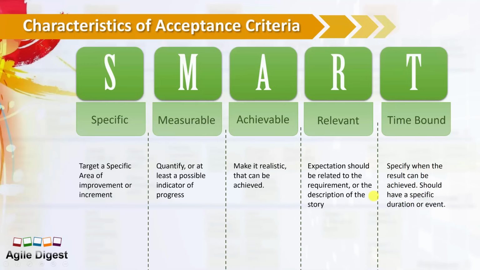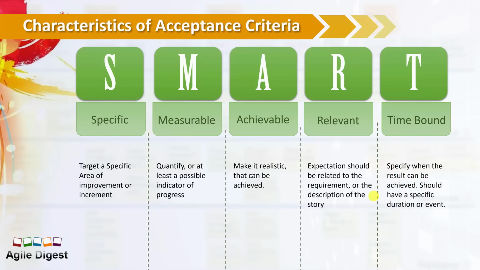And time bound. This has to be time bound, or specify when the result can be achieved, and should have a specific duration or event. So if you are saying that this page will show a value or text box after some event, or if you make some changes, then it should appear, or after 1 day of clicking. If you just say "after", it's not actually giving a real time difference. So we need to measure and give that time bound detail in the acceptance criteria.